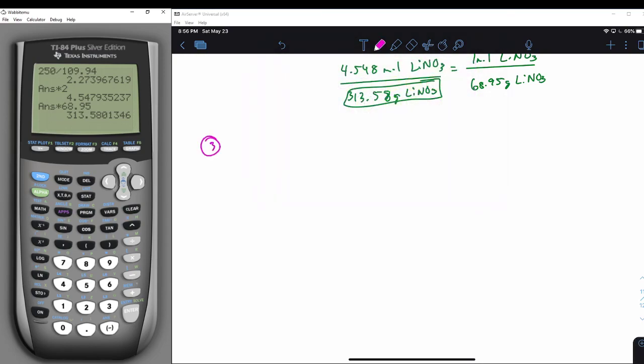Another problem with the stoichiometry, here we have Fe2O3 plus 3H2 yields 2Fe plus 3H2O. Okay, how many grams of iron, so question mark grams of iron, can be made from 16.5 grams of Fe2O3? And we're assuming hydrogen is in excess because it wasn't given to you in the problem.